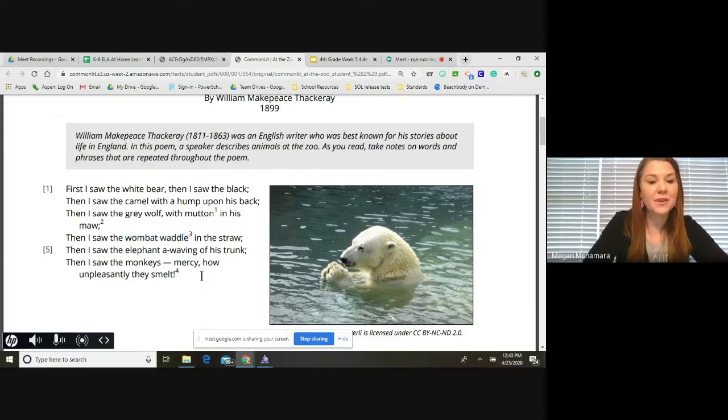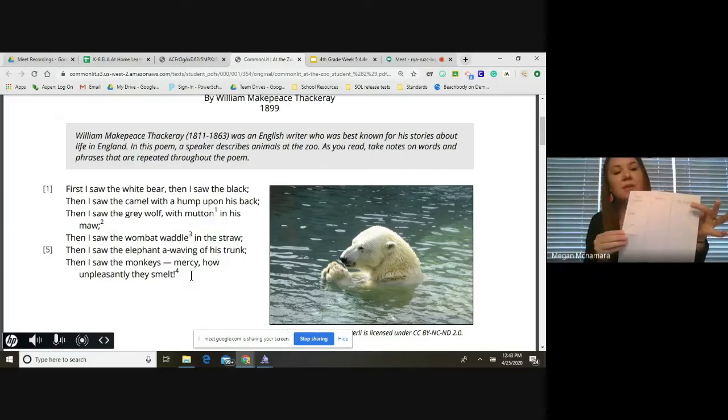I want you to pause the video and look for our second example of alliteration in this poem. All right, so hopefully you found in line 6, monkeys, mercy, both start with the M sound. So that is an example of alliteration. Now, I want you to go back to your chart, and you can either use the examples from this poem, At the Zoo, for your My Examples column, or you can think of your own examples to put in this column. Pause the video and go ahead and do that.